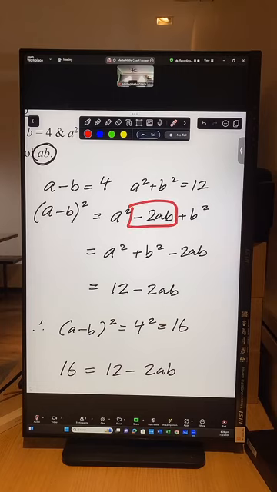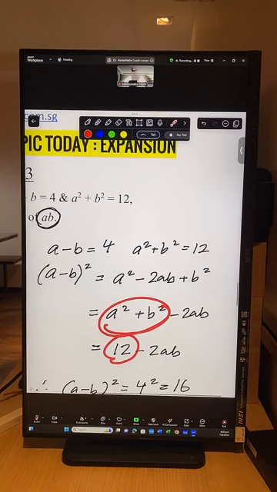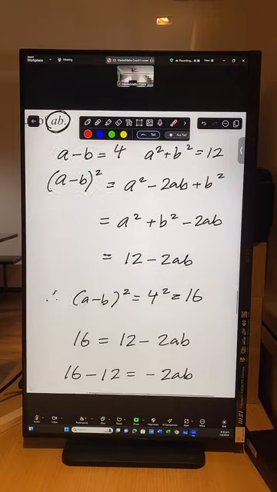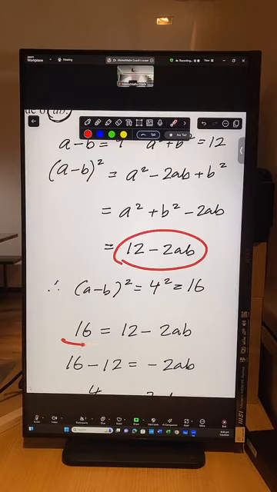Okay, so this guy goes here. See? And then this guy has a plus in front. So when I move him here, the plus will remain. And then I know A square plus B square equals 12. The question has told me that A square plus B square equals 12. So this whole thing I can equate with 16.